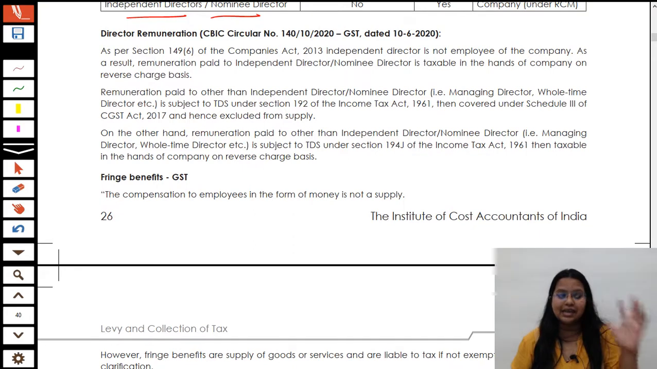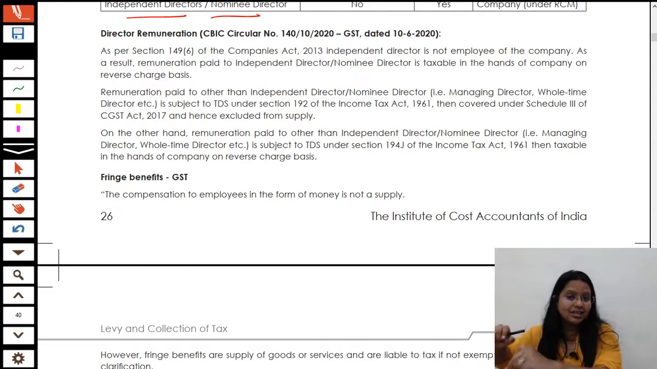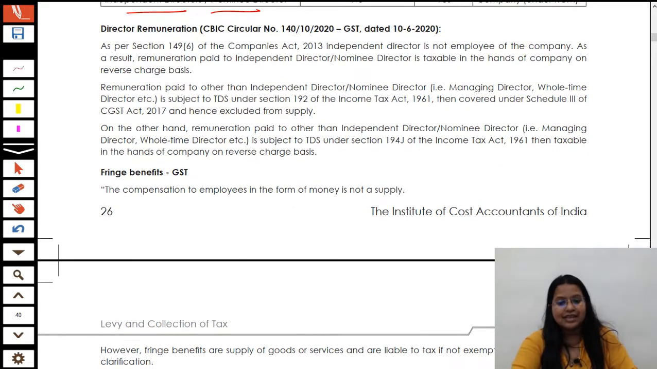So students, in income tax we have seen that if they are the employee of the company, they will be covered under section 192, TDS under section 192. So you can find out from there also. Okay. Next is fringe benefits.